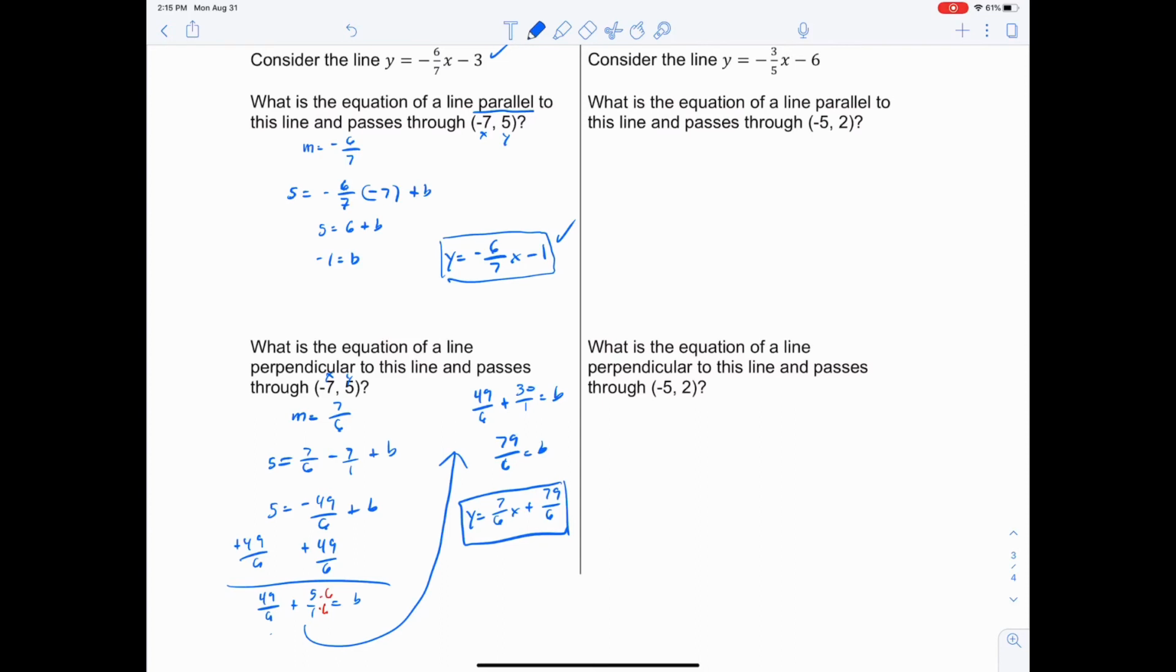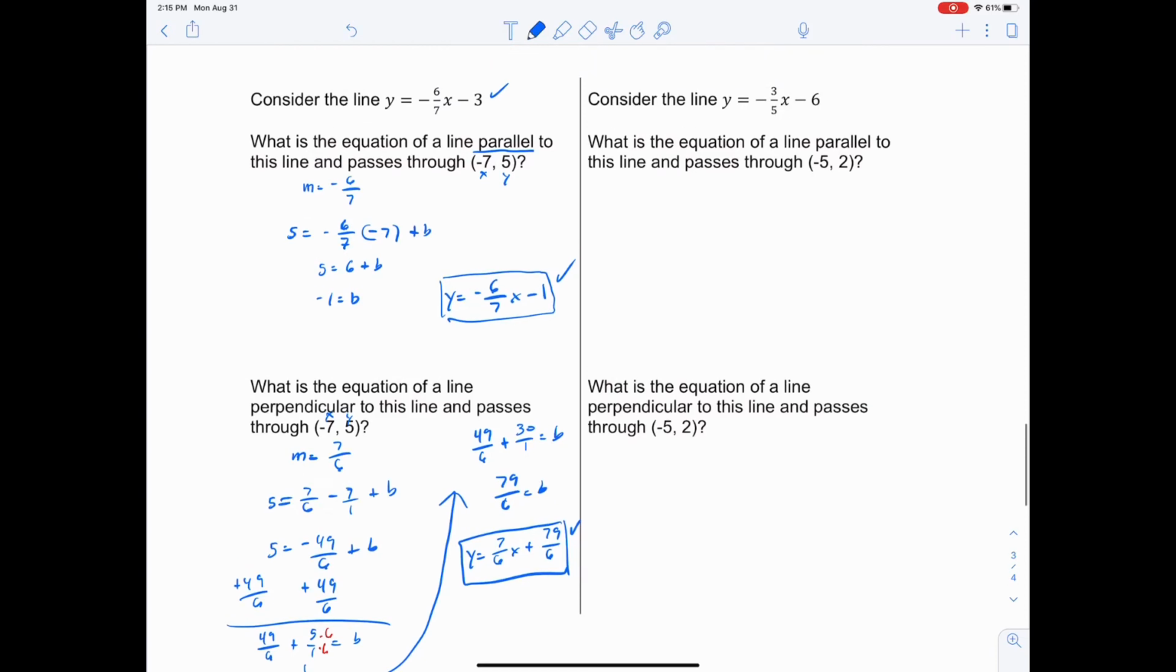up at the top and then the new line that we found here, you would see that they would intersect each other and create a 90-degree angle. So go ahead and try the one on the right on your own.